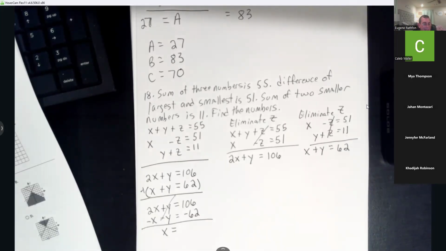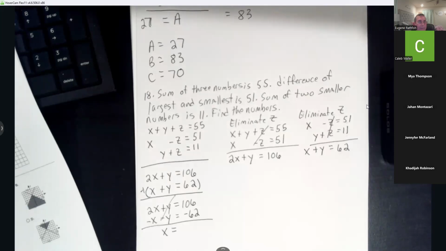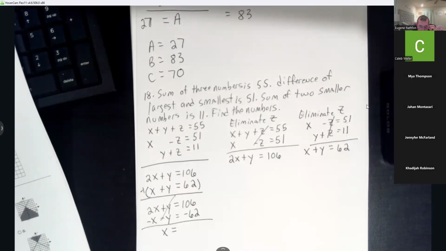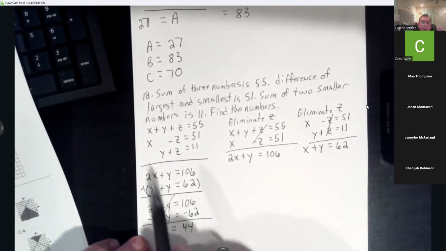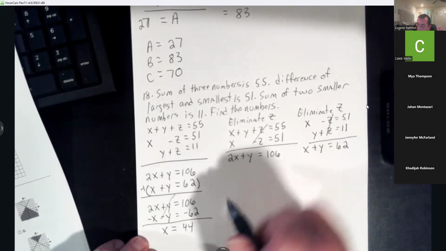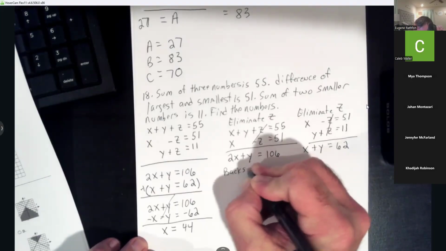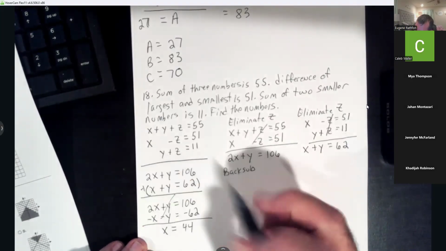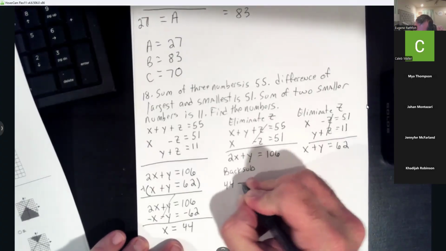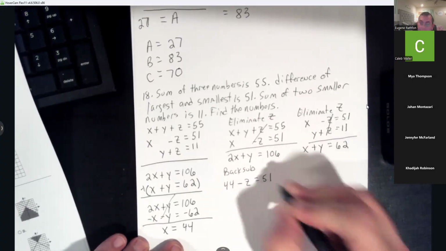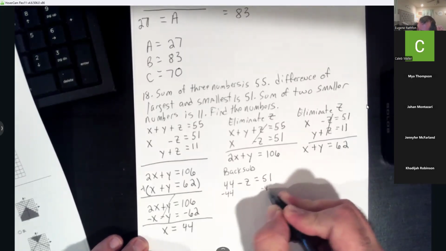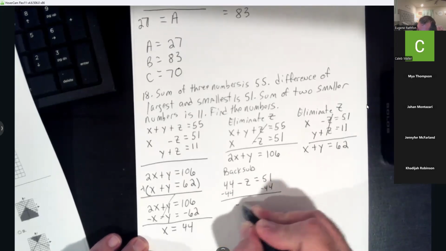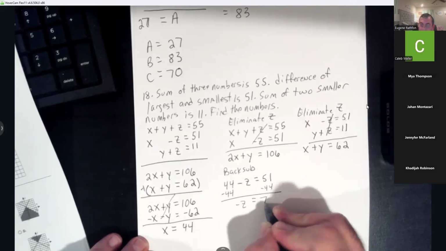So y'all, what is that? 106 minus 62. Somebody hit that on the calculator for us. All right, good job. 44. All righty, so I know x. I can put x right here, solve for that z. So I'm going to back substitute and put in x, which was 44, minus z equals 51. All right, y'all, here we go. Subtract 44 from both sides. That cancels. I got negative z equals 7.